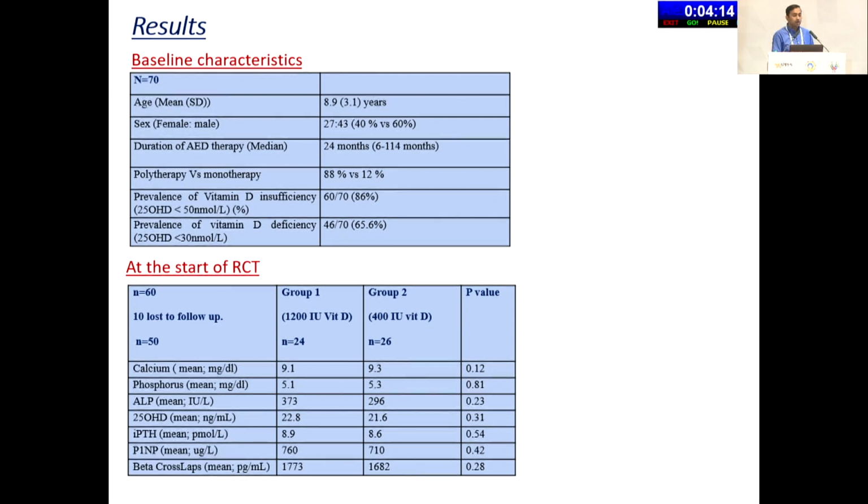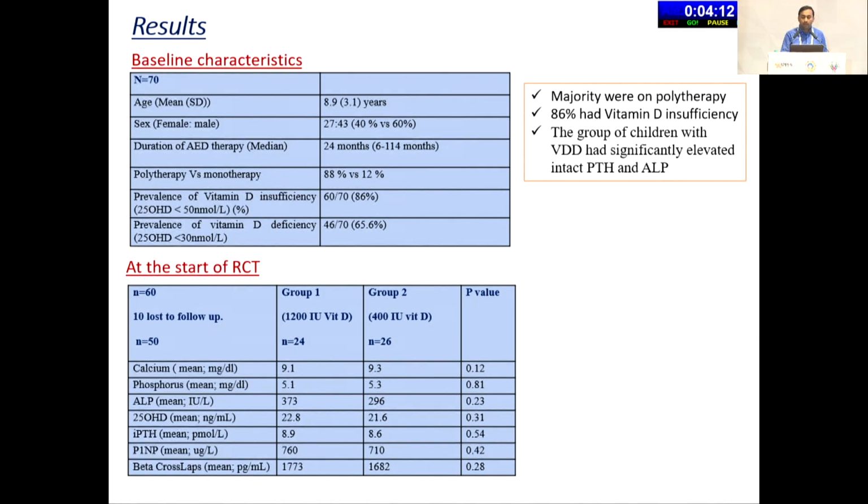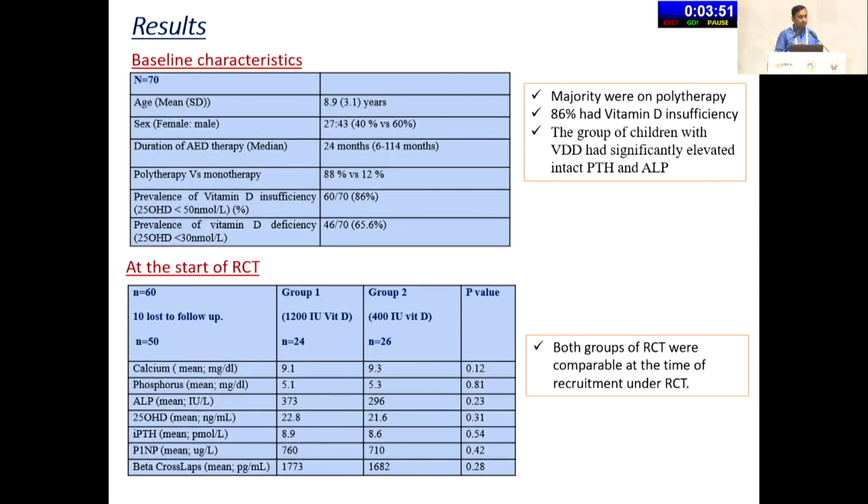Now coming to results. At the baseline, we had 70 patients, and the salient findings were that the majority were on polytherapy, and 86%, 60 out of 70, had vitamin D insufficiency. And the group of children who had vitamin D insufficiency had significantly elevated ALP and PTH as expected. Now coming to the RCT part, out of 60 patients who were vitamin D insufficient and recruited under the RCT, 10 were lost to follow-up, and we had 50 patients, 24 in group 1 and 26 in group 2. And we did a per protocol analysis.